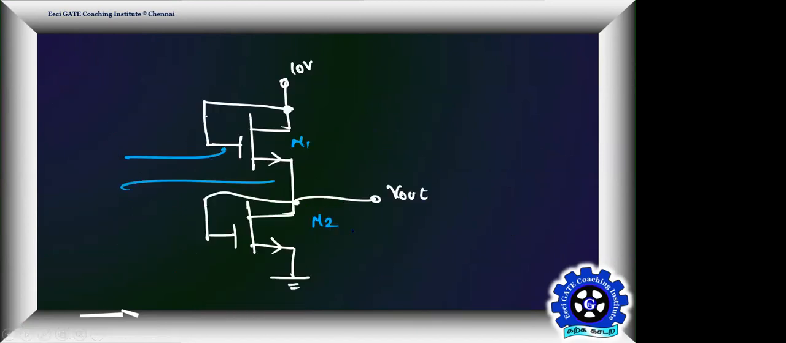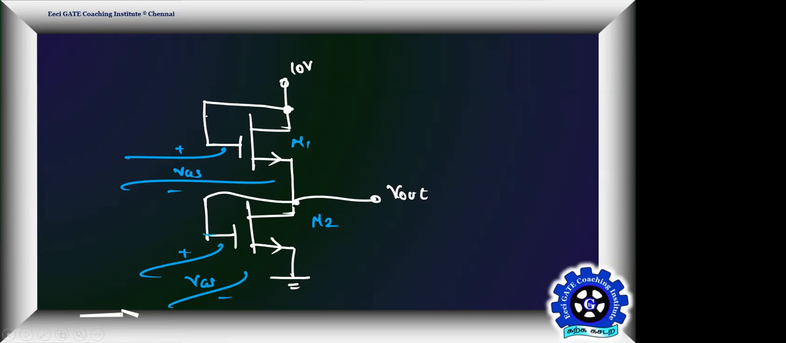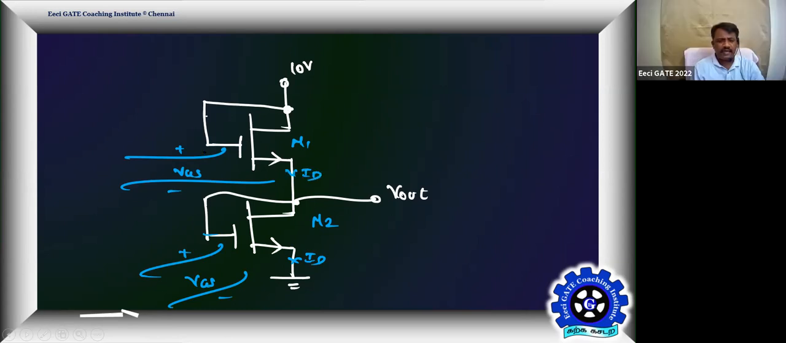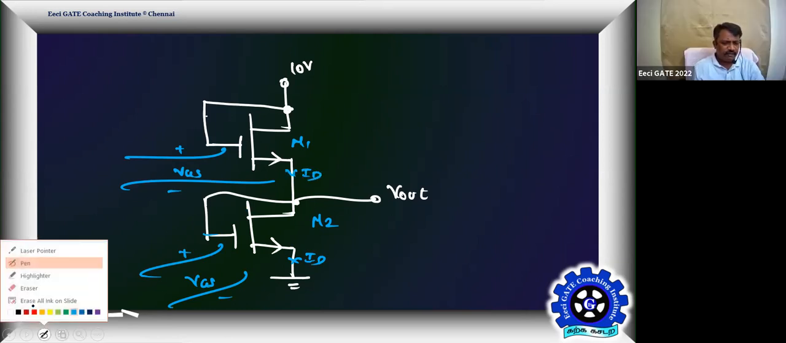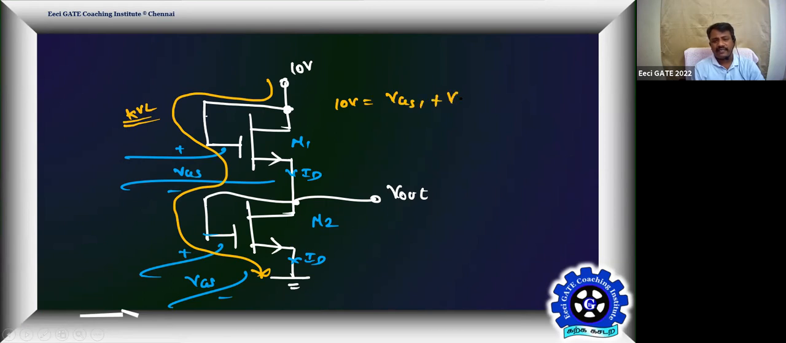Then this potential is VGS1. And since we have identical VGS, because of identical currents, this current is ID, and this current is also ID. Since identical current, identical VGS. Then form a simple KVL in this path. Tell me what's your KVL. 10 volt is equal to VGS1 plus VGS2.